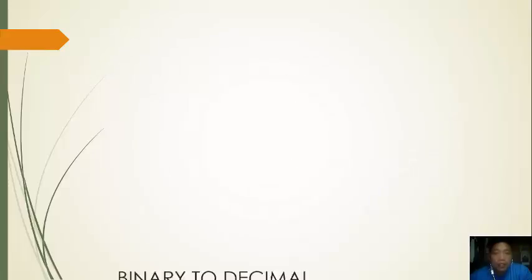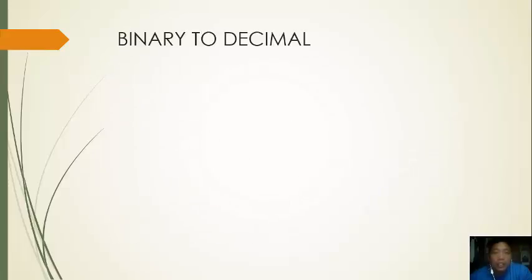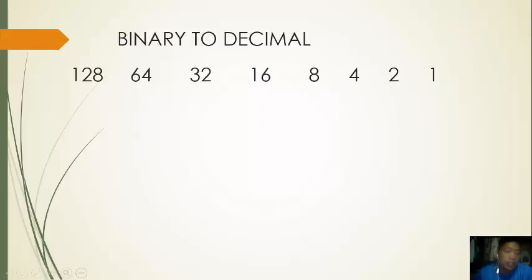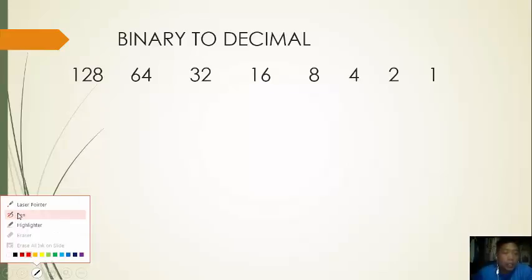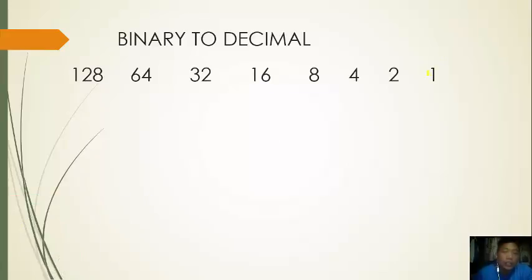Next, I will be discussing binary to decimal. I put our conversion table here. We have 1, 2, 4, 8, 16, 32, 64, and 128. It doesn't just end at 128. It can go up to thousands or more. It depends upon the number of digits of the binary that you need to convert into decimal.